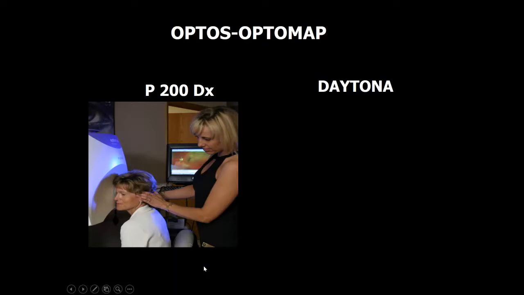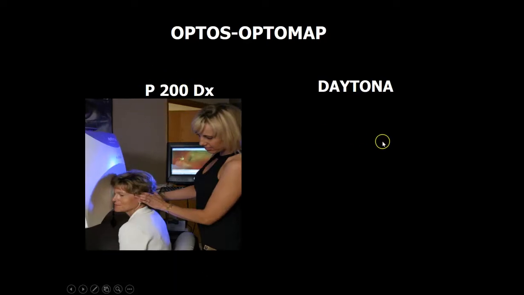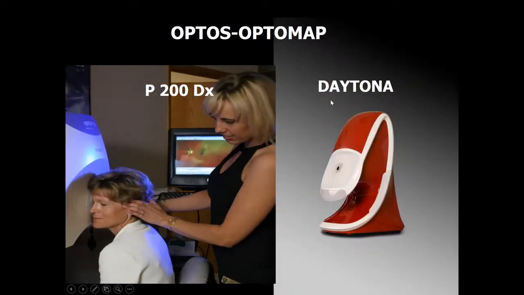The standard Optos systems, the P200DX, there are a lot of these out there. They're very, very good. The Daytona is a newer system which has some advantages over the older system. The major advantage of the Daytona is it's smaller, a little sexier. I don't know if that really helps, but it's really a sleek system. It almost looks like it was designed by Apple engineers.